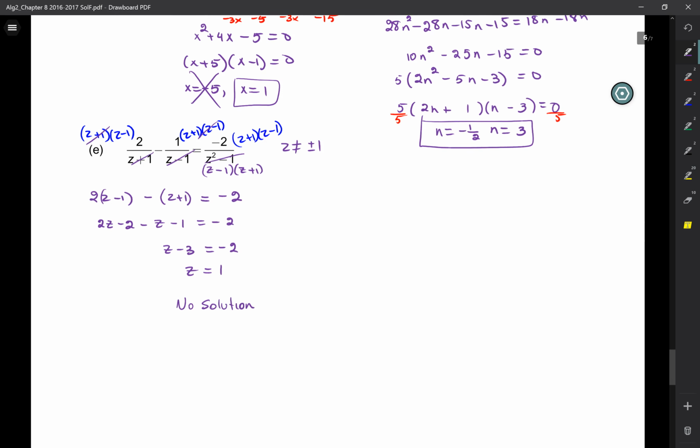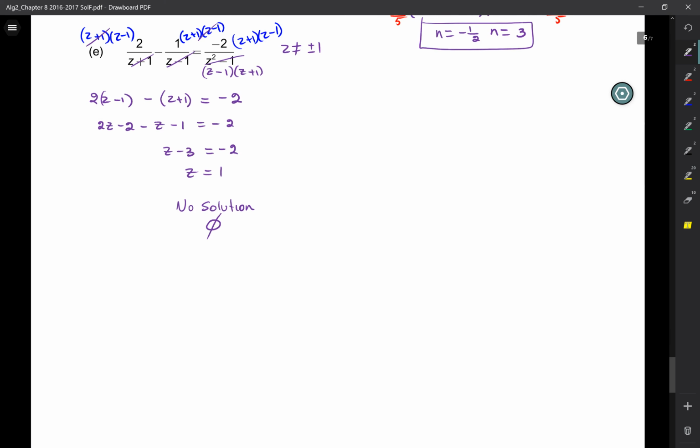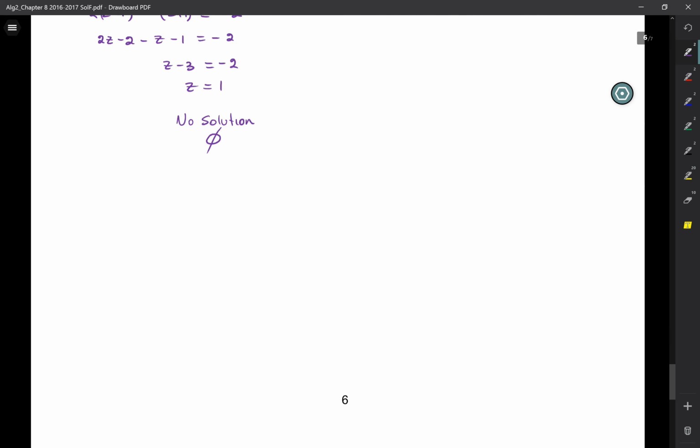Even if you got -1, that's the only solution. So we say no solution, or you either write it out or it's an empty set. That circle with the line through it is called an empty set, okay? Is it negative 1? It's 1. You got z equal 1. No, it's positive 1 because... Right, z equal 1. Okay.